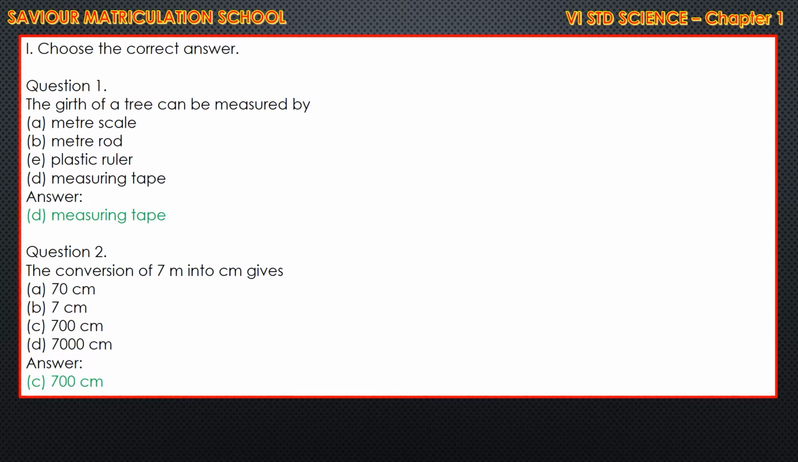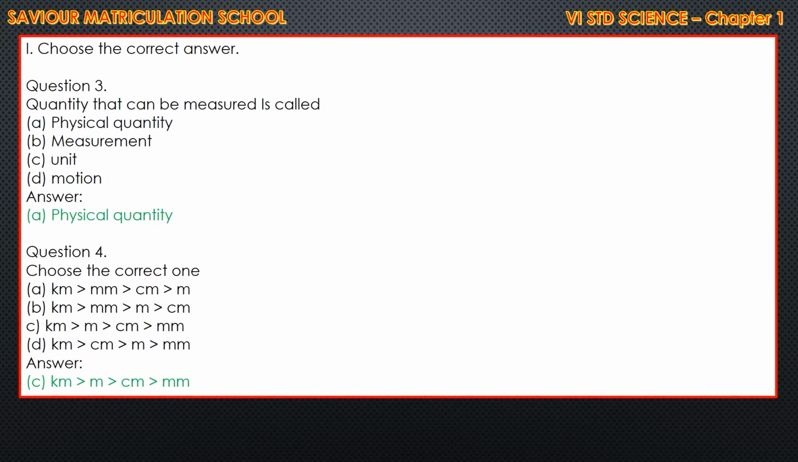The second question, the conversion of 7 meters into centimeters gives 4 options. That is A 70 centimeter, B 7 centimeter, C 700 centimeters and D 7000 centimeters. And the answer is C 700 centimeters.